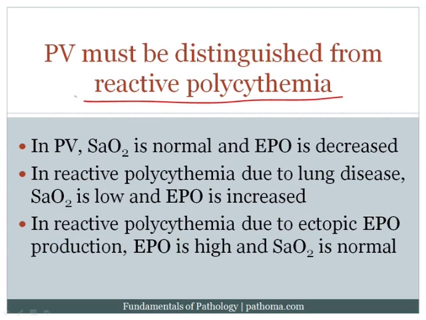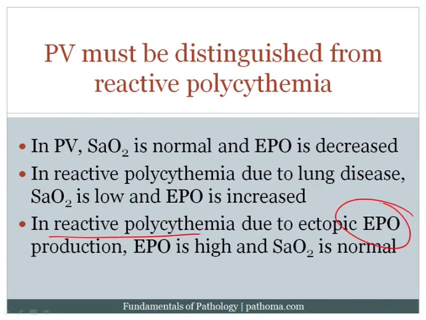For example, let's say that the patient has lung disease, and because they have lung disease, they have hypoxia. And so if they have hypoxia, the SaO2 would be low, and as a result, erythropoietin production would be increased. And so if the patient has a reactive polycythemia due to lung disease, then we would expect that the SaO2 would be low, and that the erythropoietin, which is driving that reactive polycythemia, would be increased. Another way that we could get a reactive polycythemia would be if we had a tumor that ectopically produced erythropoietin. And the tumor that does that is renal cell carcinoma.